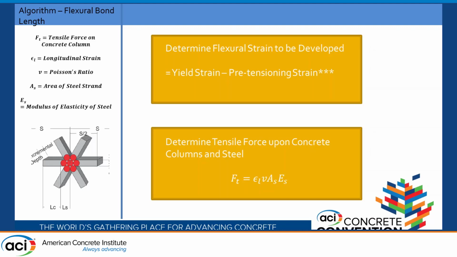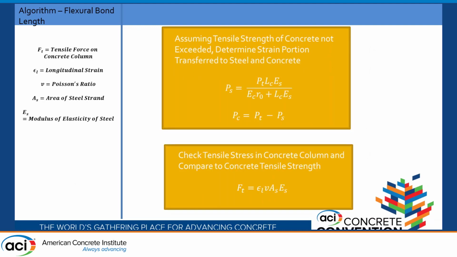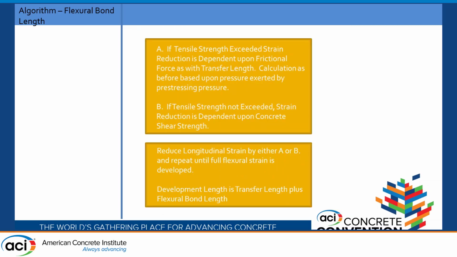Now, I did use the pre-tension strain without relaxation or anything like that, because I figured that if you were pulling it to the maximum strain level, then you would have to go through that zone again, no matter what relaxation it did do. So again, it's determined the tensile force. In this case, determine if the strength of concrete is exceeded. If it's not exceeded, then again, it has. If it's exceeded, then it's dependent on frictional forces going around there and rotating. If it is exceeded, then the strain reduction is dependent on the concrete shear strength itself. And then you can add the two together.